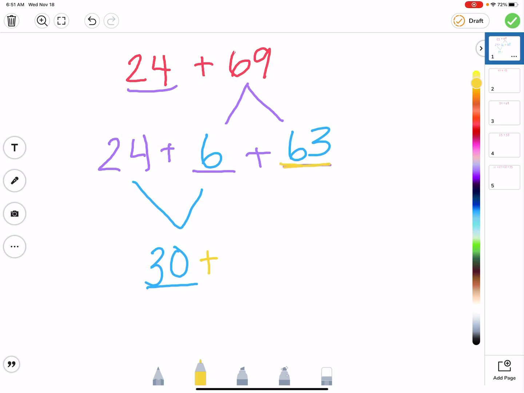63. We didn't do anything with this guy yet, right? We added 24 plus 6 and got 30, but we haven't done anything with 63. So 30 plus 63. Now this is so much easier to add in my brain because I know 30 plus 60 equals 90, plus 3 more, 93. So easy to do in my brain, right? So much easier. It may not be like super easy, but the more you do it, the easier it'll get, okay? Let's do another one.